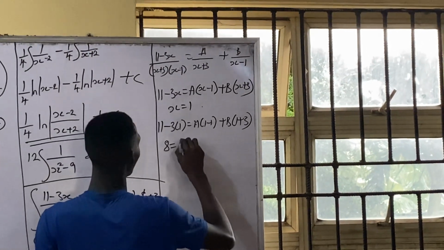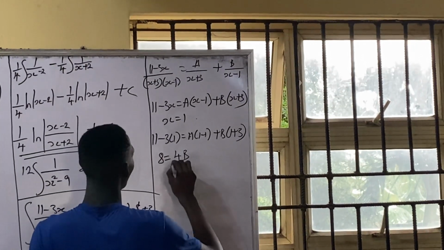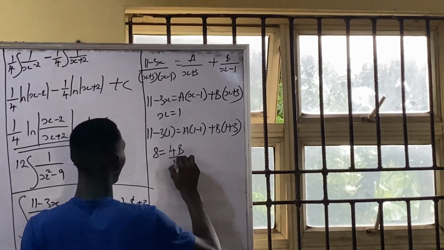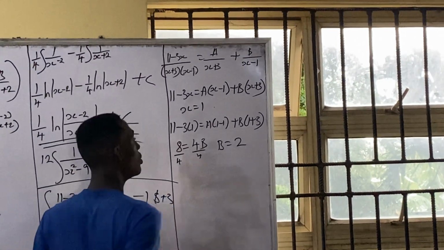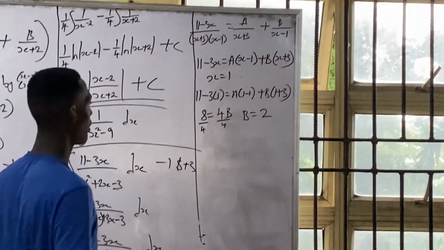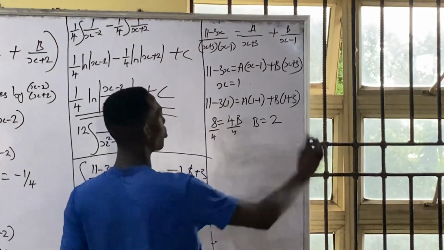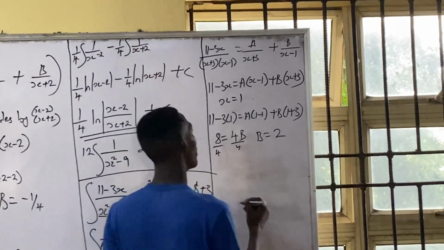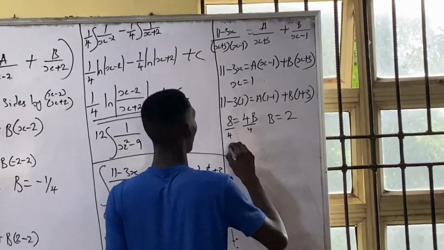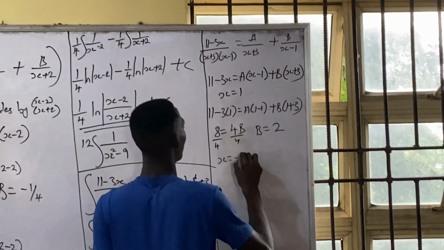Now let's focus on this. This will give us 4b. If you divide both sides by 4, our b is equal to 2. So we have gotten our b. Now let's get our a. Our a is when x plus 3 is equal to 0. That will give us x is equal to minus 3. Alright, so our x is equal to minus 3.